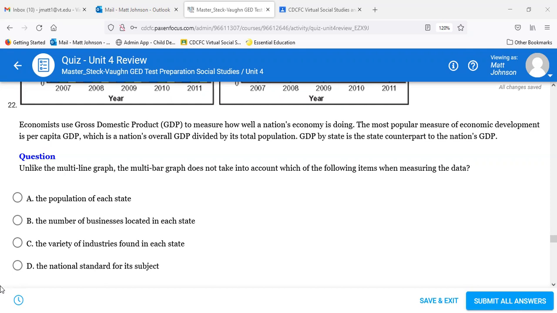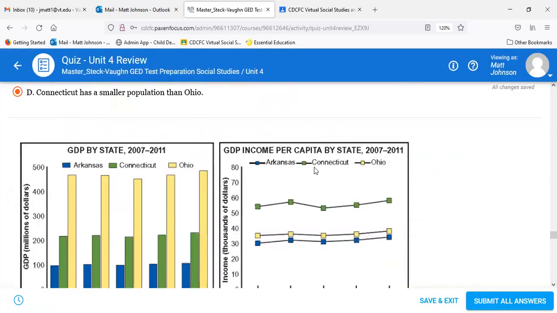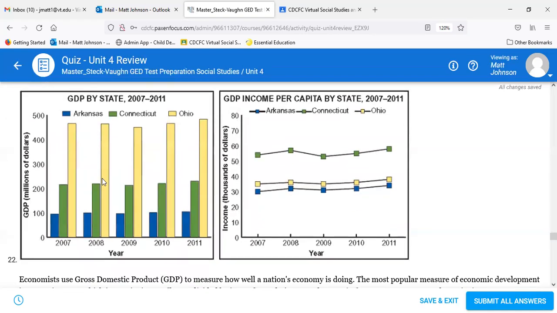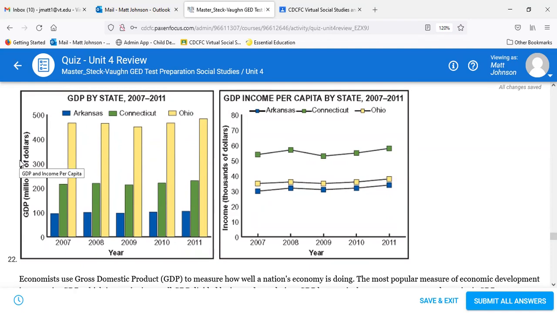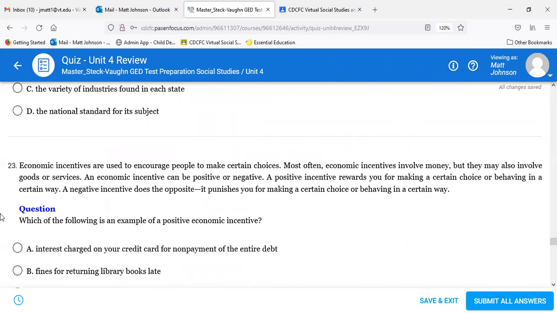Is it C? It's A, 22 is A. So the one difference, right? We talk about per capita, that means they're taking into account the population. Yeah, so the line graph, that is based on population, right? Per individual, whereas this is just per state. It's another way to think about it, right? 22 is A.